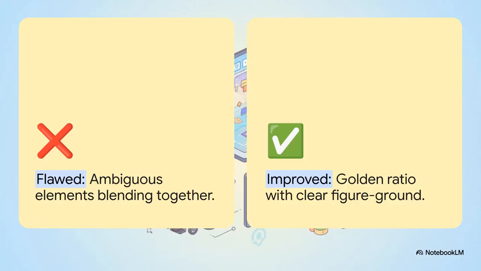Check out this conceptual before and after. Before, in our flawed app, we had ambiguous elements, just mushing and blending together. Now, by applying the golden ratio for proportion and clear figure-ground distinction for our buttons, the app is finally starting to look super professional and visually stable.